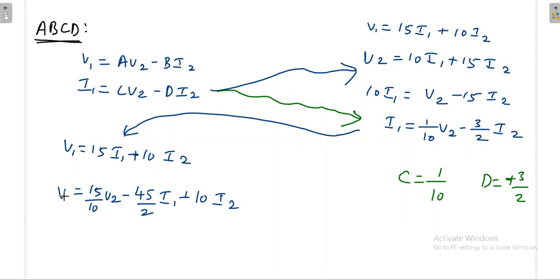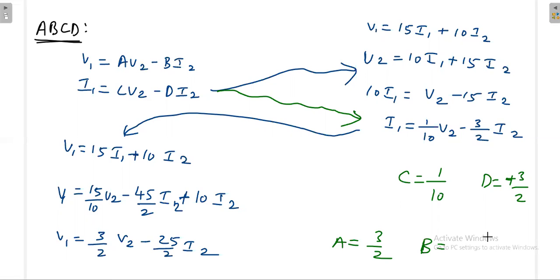Okay, again V1. Okay, I think this is V2, this is I2. Then what is this for? What is this finally? V1 is equal to 3 by 2 V2. Okay, once if you add these two, 20 minus 25 divided by 2 I2. Okay, so then we got A as well as B. Now what is A? A is equal to 3 by 2. What is B? B is equal to 25 divided by 2.